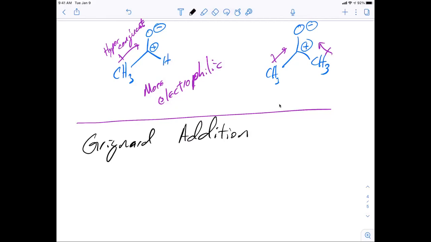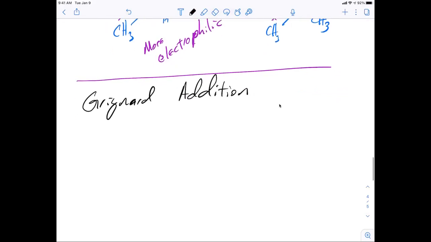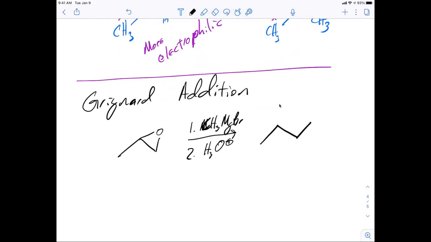So we're going to be looking at different classes of nucleophiles. We're going to start with one that you've seen before, Grignard nucleophiles. And if you remember, we had Grignard reactions, right? We would add in, let's say, this methyl Grignard. And that made a carbon bond between the epoxide. So we saw this in ring opening epoxides.